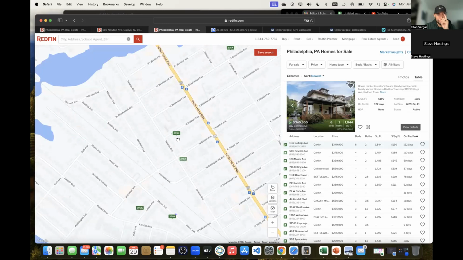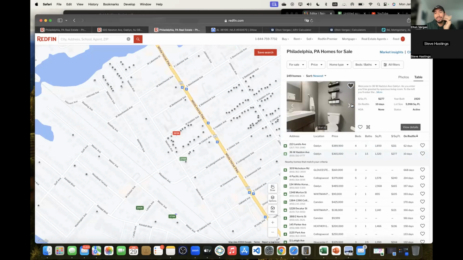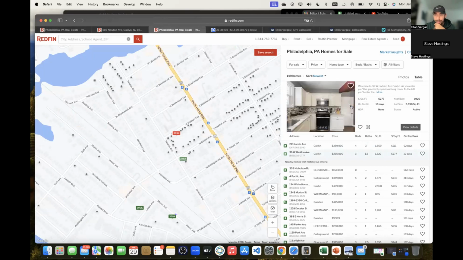This is really tough. So we have this other property. This one's selling for 365. So this is in way better condition. Updated bathroom. It has that gray and white color scheme in the kitchen. Fully updated appliances. Better kitchen.